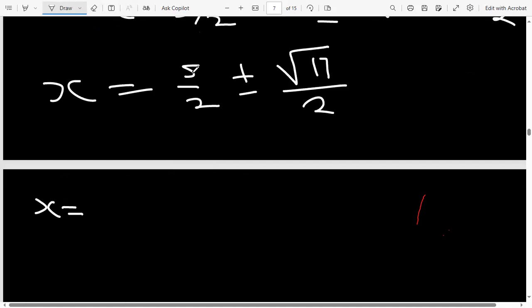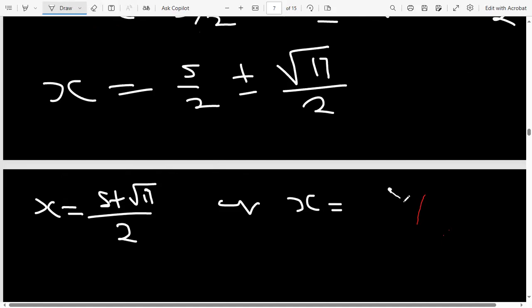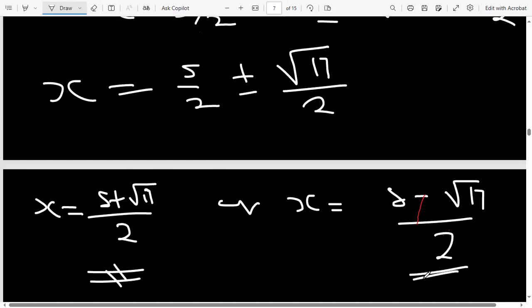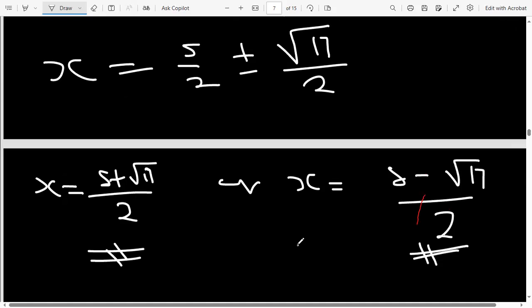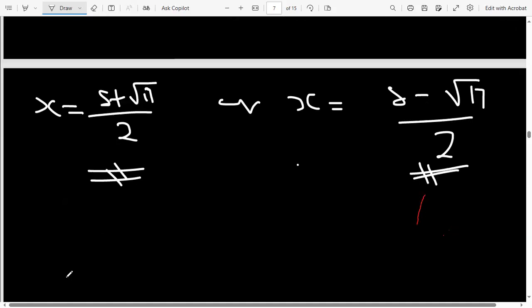Our first answer will be 5 plus the root of 17 divided by 2. So we just have 5 plus root of 17 and then divided by 2. Or the other one will be x is equal to 5 minus the root of 17 divided by 2. So these x values that we found here are what we call the x-intercepts.